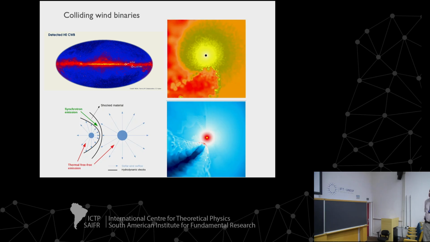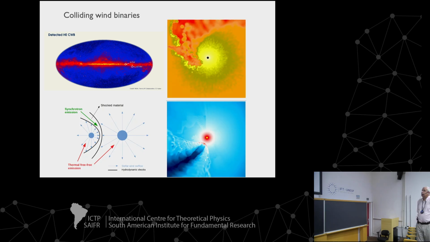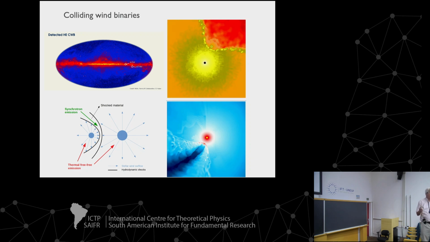Okay, now let me say a few words about colliding wind binaries. Colliding wind binaries are binary systems formed by two massive stars. Each star has a powerful wind. See? This wind is produced by radiation pressure.